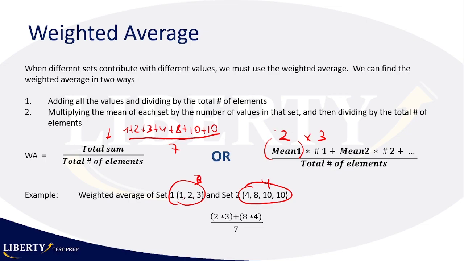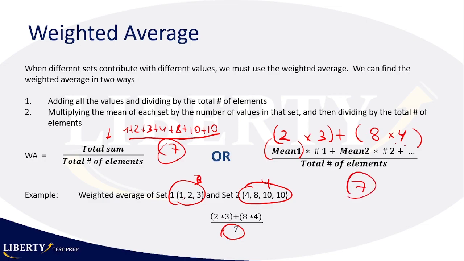right? Now, we're going to add the mean of the second set multiplied by the number of elements. The number of elements in the second set is 4. What is the mean of the second set? 4 plus 8 is 12, plus 10 is 22, 32 divided by 4, 8, right? 8 times 4. So that's what you get. And on the bottom, the denominator, you have the total number of elements, which is the same, 7, okay?